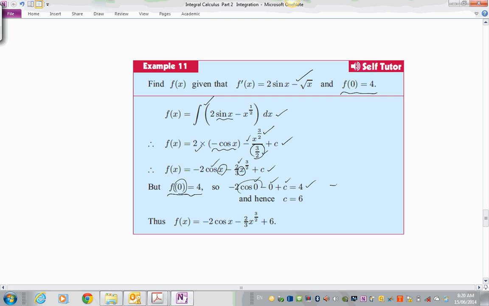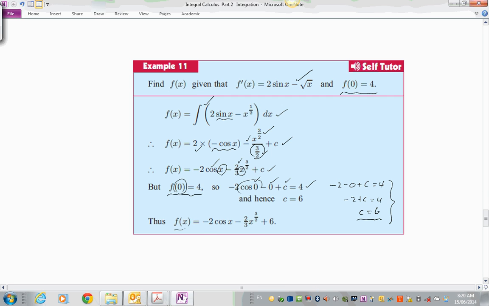So this means this is negative 2, take 0, plus c is 4. So negative 2 plus c is 4. Adding the 2, c is 6. They've taken that for granted, that you can see that. I'm just making sure that you can.